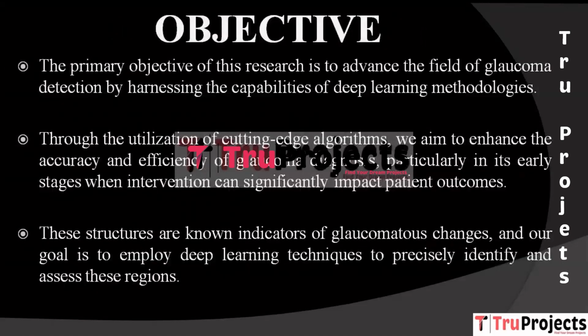So now coming to the objective part. The objective of this project is to propel the domain of glaucoma detection forward by employing the capabilities embedded in deep learning methodology. By leveraging state-of-the-art algorithms, our inspiration is to augment the precision and effectiveness of glaucoma diagnosis with a specific focus on its initial phases, wherein timely intervention can profoundly influence patient outcomes. These anatomical structures serve as well-established indicators of glaucomatous alterations, and our overarching objective is to deploy sophisticated deep learning techniques to meticulously identify and evaluate these regions.